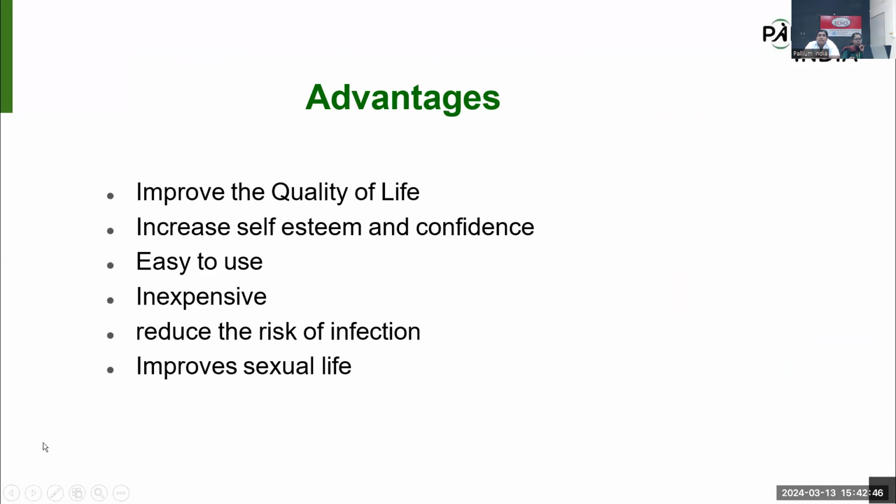What are the advantages of ICC? It improves the quality of life, because CBD is affecting the quality of life. Some patients feel very bad about carrying the urobag and catheter with them, so they are isolated from the community. So we have to tell them to use ICC if possible. It increases self-esteem and confidence. It is easy to use, less expensive, and reduces the risk of infection. It improves sexual life also.